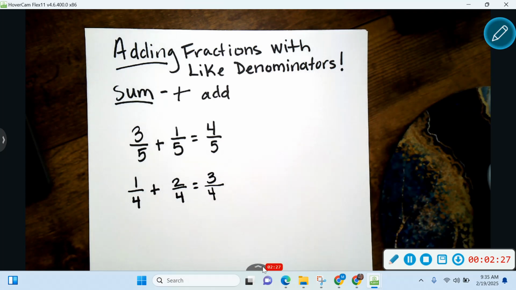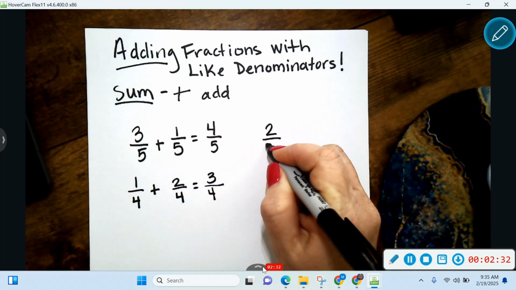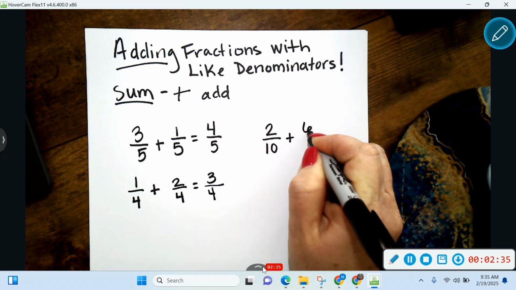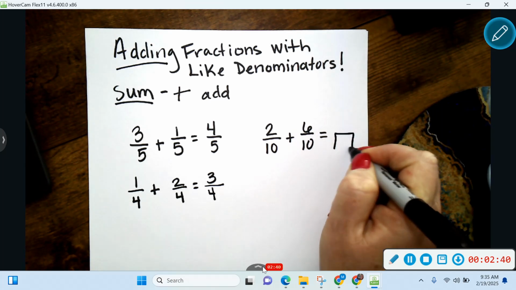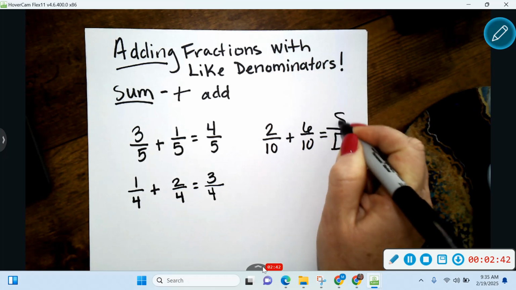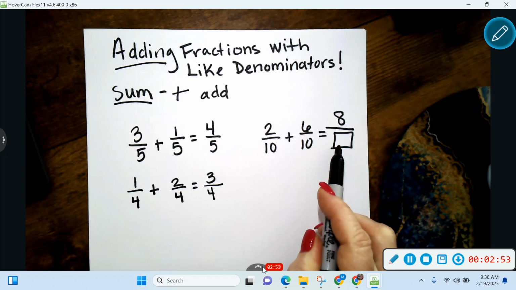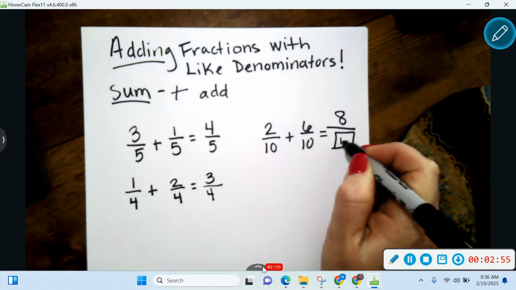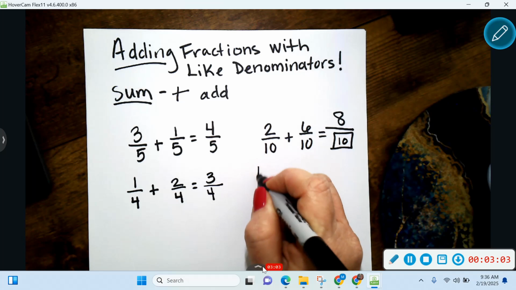All right, let's go with something that you might see. 2/10 plus 6/10 equals. This is here to test you to see what you know. Again, if the denominator is the same, it stays the same. All right, let's go with another mystery.